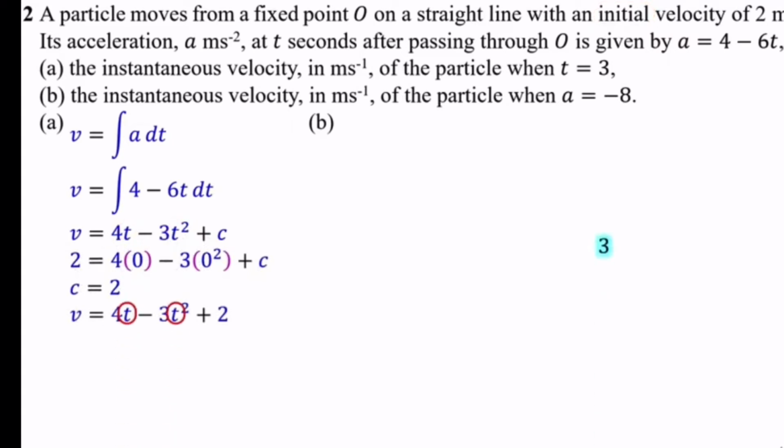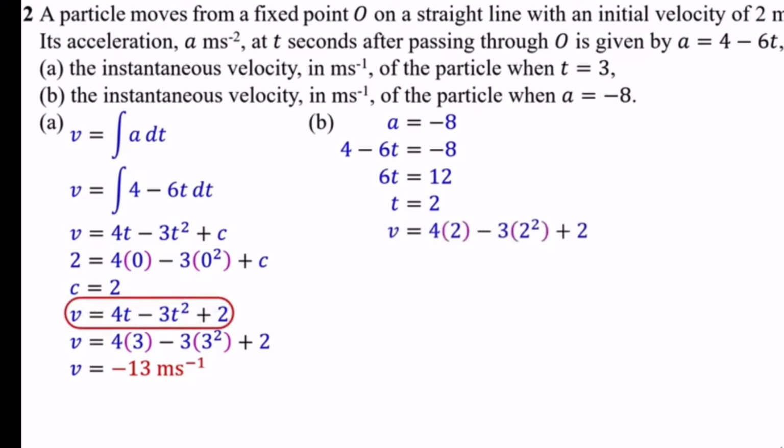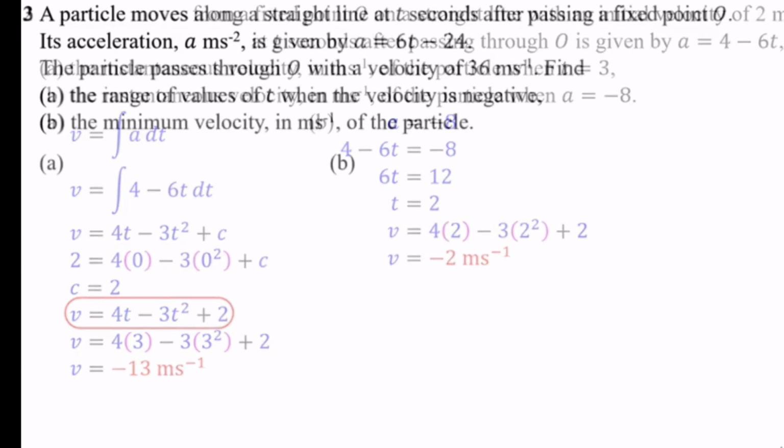So let's write again, the velocity is 4t minus 3t squared plus 2. Hence, we will substitute t equal to 3 to find the instantaneous velocity. It's equal to negative 13 meters per second. Let's do B. When a is negative 8, we need to find the time when the acceleration is negative 8. So let's solve the time. The time is equal to 2. So let's substitute t equal to 2 into the velocity function, and the velocity is negative 2 meters per second.